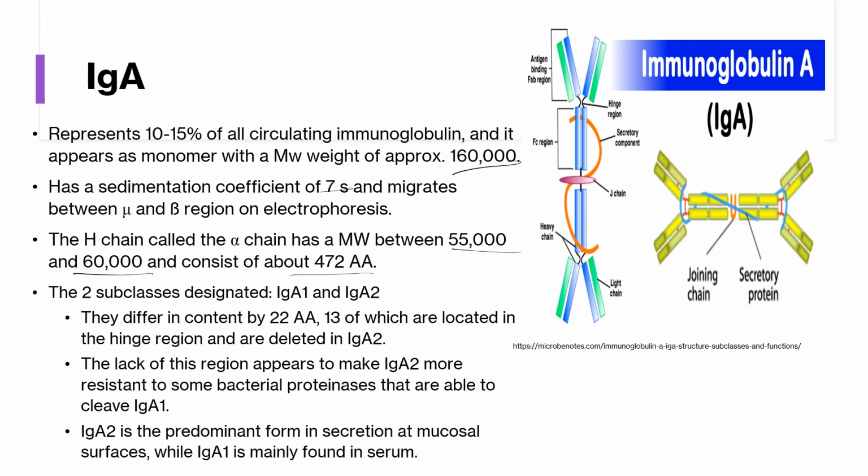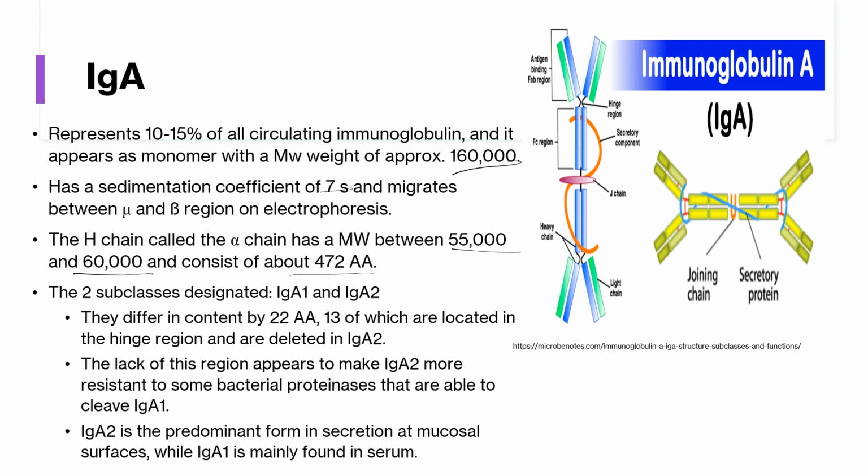Now the lack of this region appears to make IgA2 more resistant to some bacterial proteinases that are able to cleave IgA1. Hence, IgA2 is the predominant form in secretion at mucosal surfaces, while IgA1 is mainly found in the serum. Furthermore, IgA is found as a dimer along the respiratory, urogenital, and intestinal mucosa, and it appears in milk, saliva, tears, and sweat. Now, since mucosal surfaces are a major point of entry for pathogens, IgA2 serves to keep antigen from penetrating further into the body.